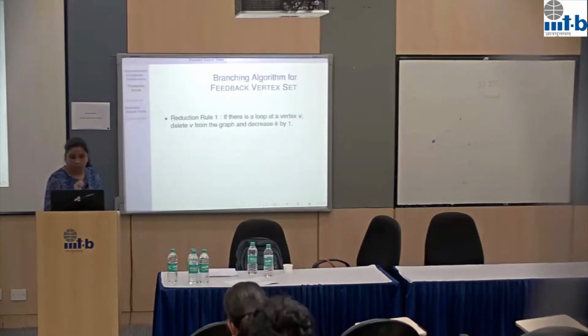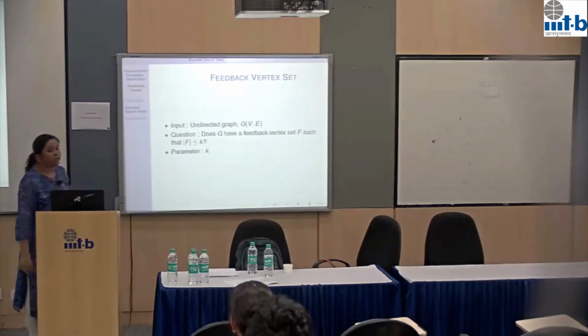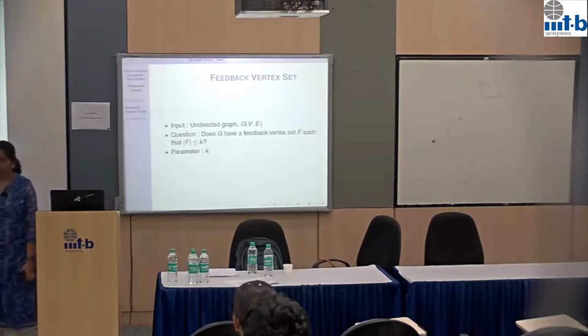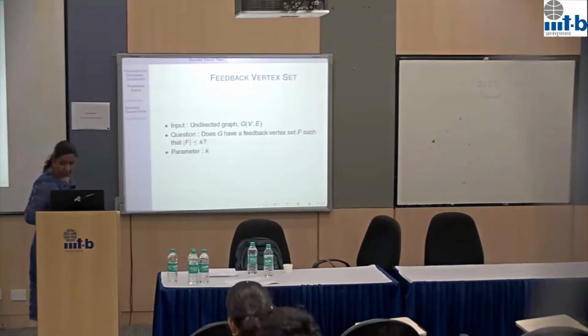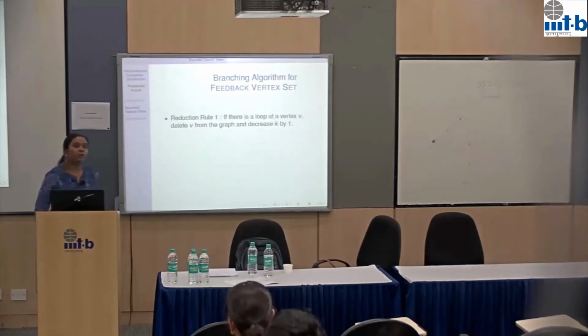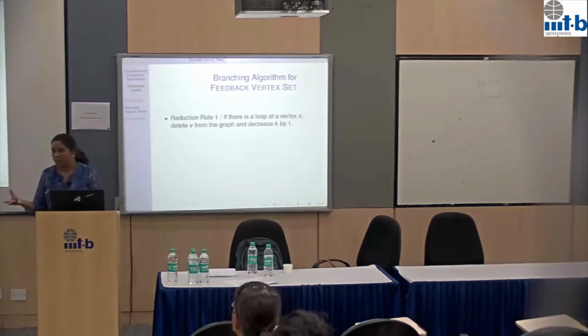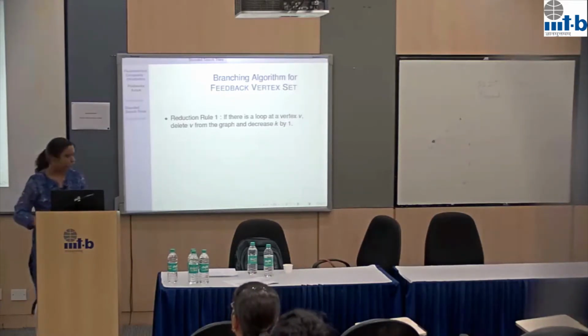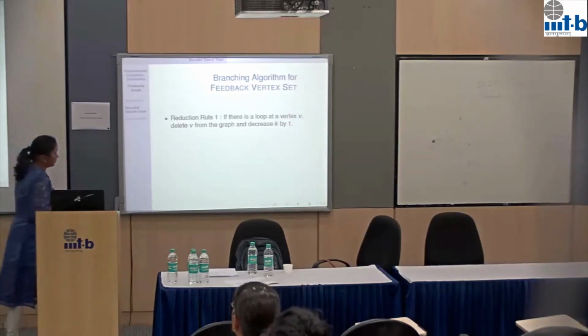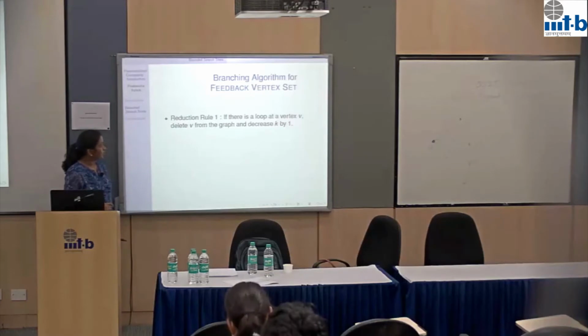So let's try to use a branching algorithm to solve this. Here, the first step is we'll do some pre-processing on the input. By pre-processing I mean I take care of some simple cases in polynomial time such that the new instance is equivalent to the instance that you started with. So this is my first pre-processing rule. I call it a reduction rule.